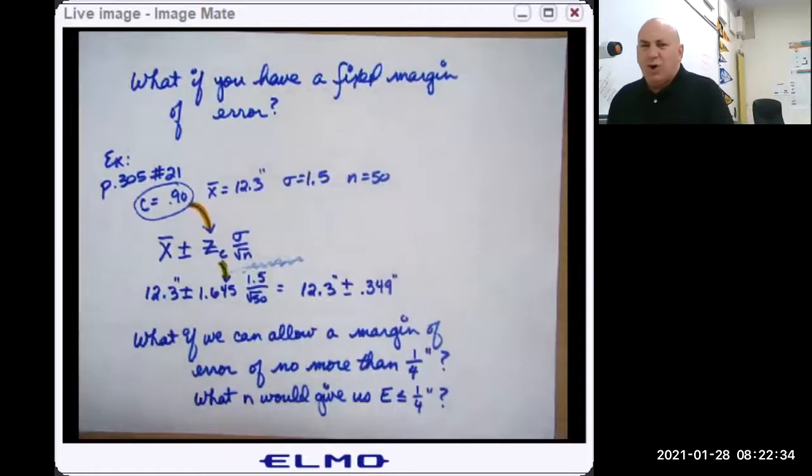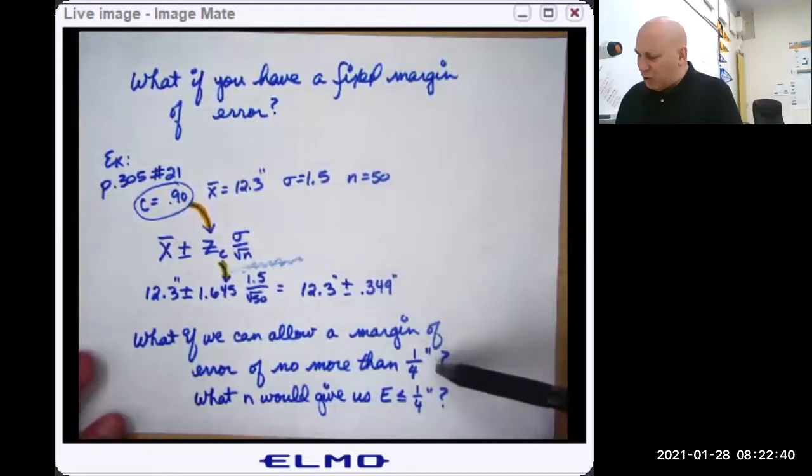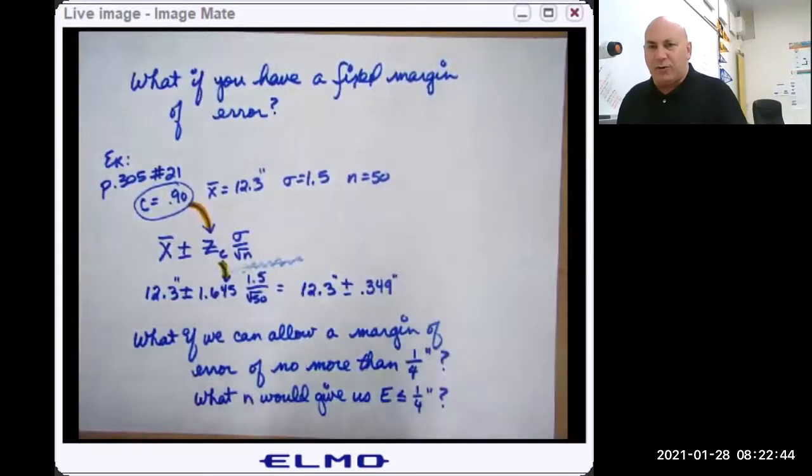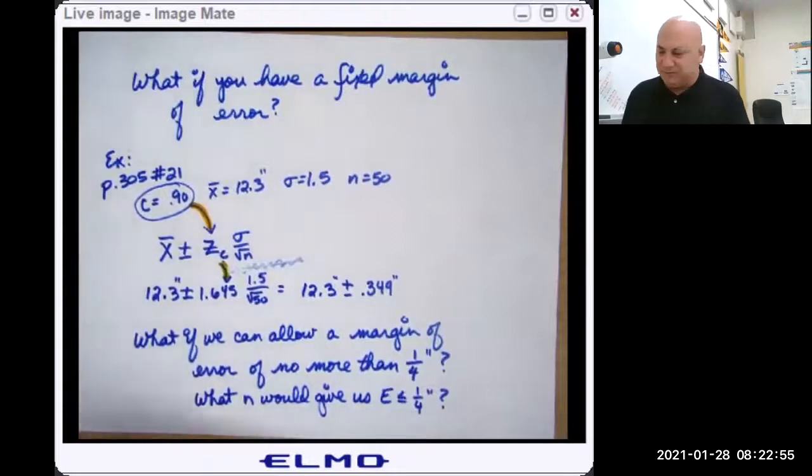What if we're in a manufacturing environment and our margin of error can allow no more than 1/4 of an inch? You can't be more than 1/4 of an inch short or long, otherwise the part doesn't work. What sample size would give us a margin of error of less than 1/4 of an inch?